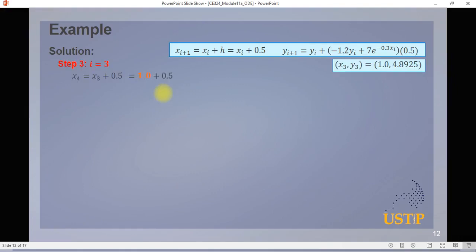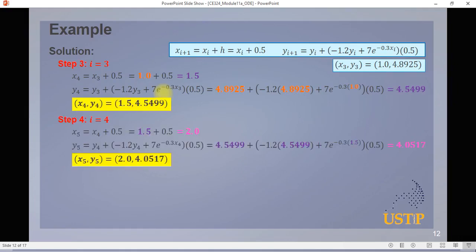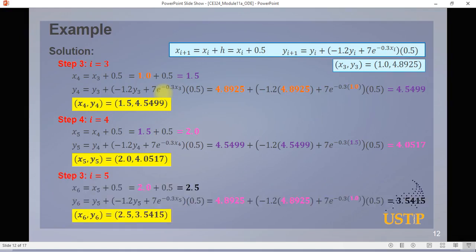And then for step 3, I will just run through it. x4 is equal to 1.5, and y4 is equal to 4.5499. Then for the next step, x is equal to 2.0, and y is equal to 4.0517.